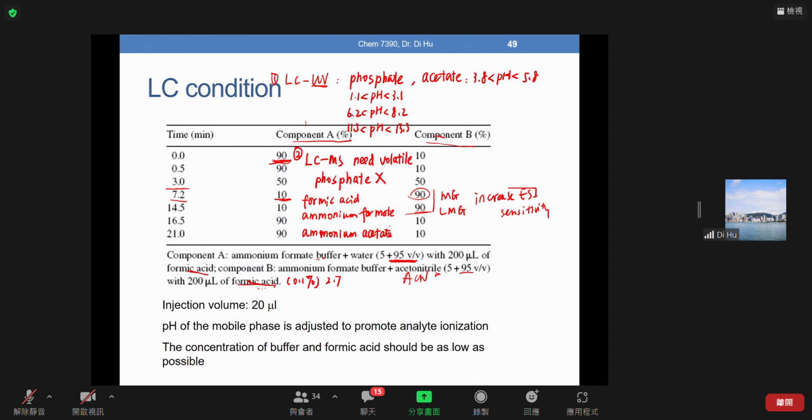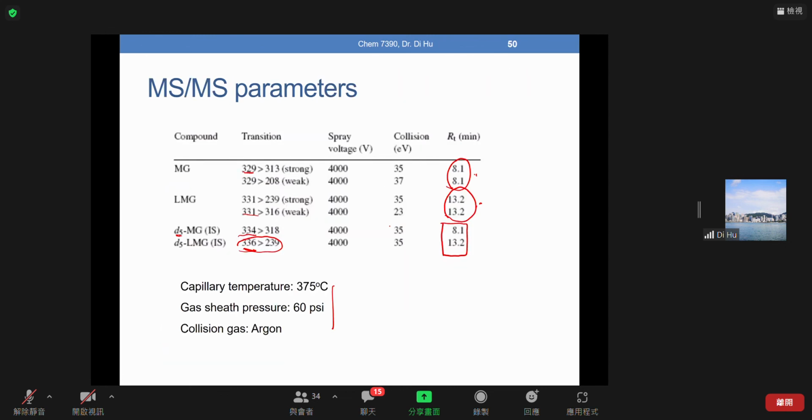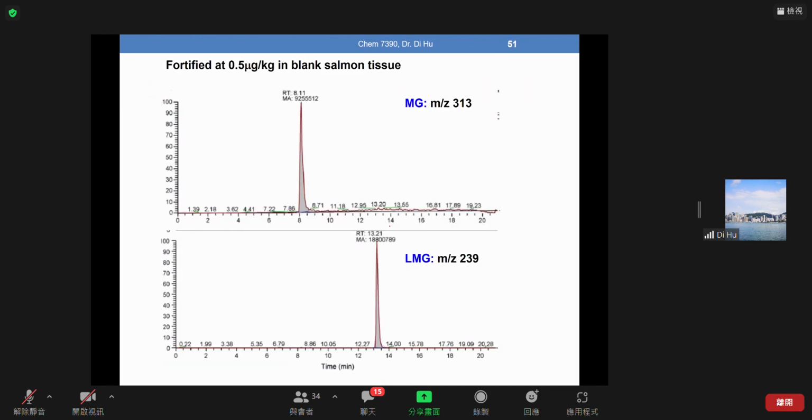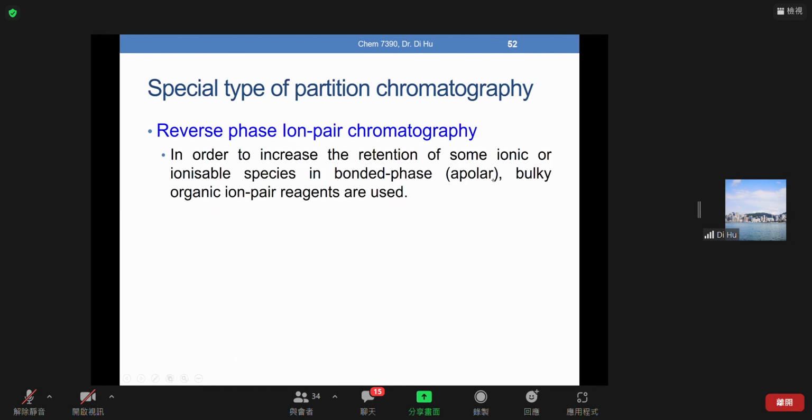When you're using a buffer or acidic buffer, it depends on your detector. Especially phosphate, which is most widely used for UV, is not suitable for the mass spectrometer. Okay, and that's what I wanted to mention a little more. And now you can see this example of what you're monitoring. It shows very sensitive, really nice peaks at 8.1, and this one is 13.2. We monitor the most abundant one for quantification, and the other one for confirmation.